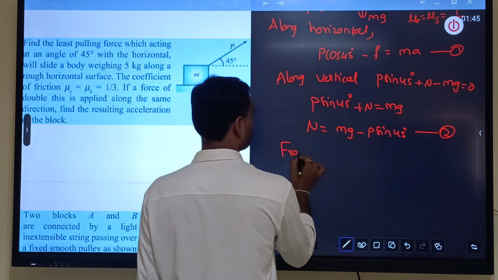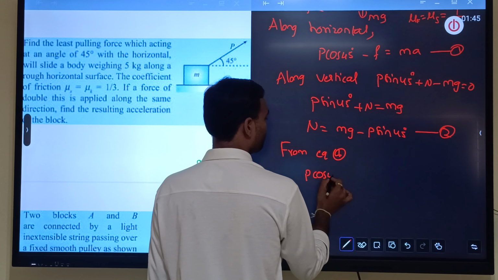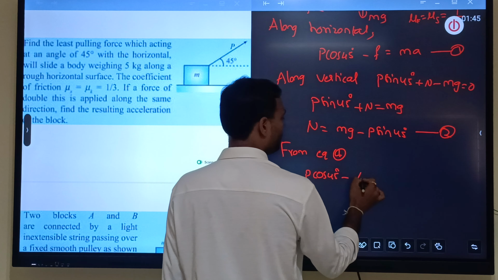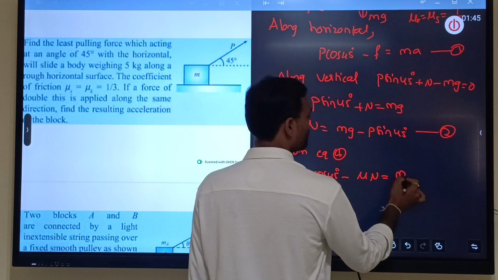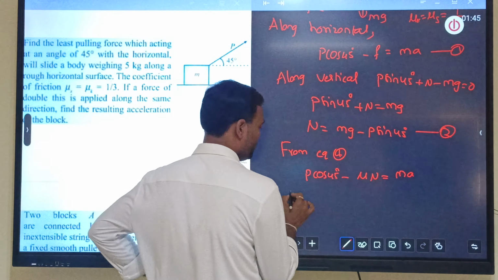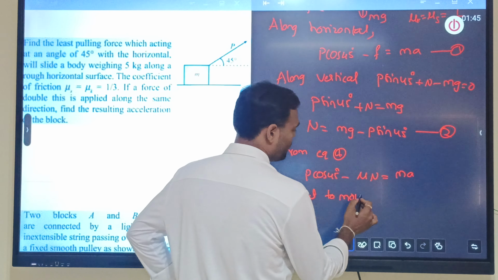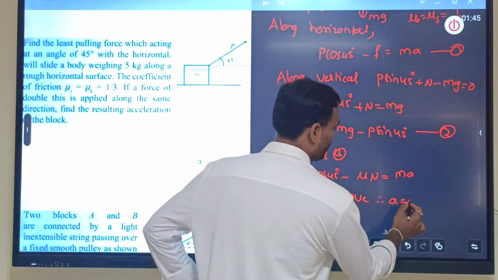From equation number 1, P cos 45 minus f, meaning mu N, is equal to ma, and the system is about to move. Therefore the acceleration becomes 0.